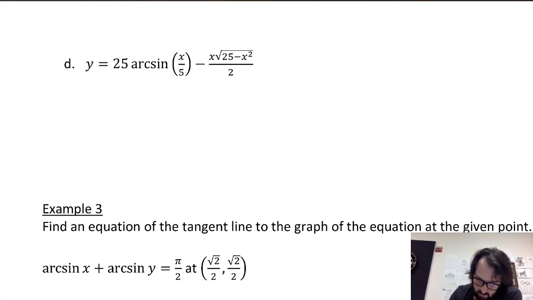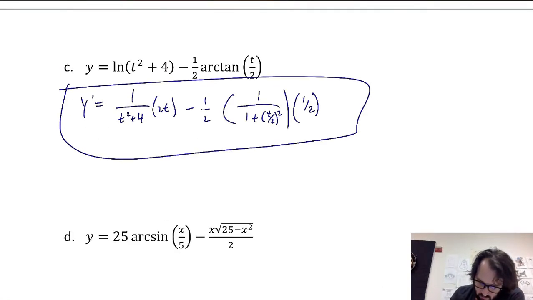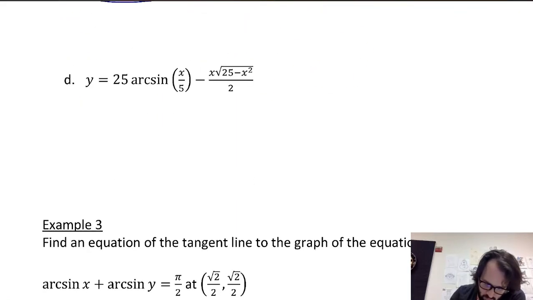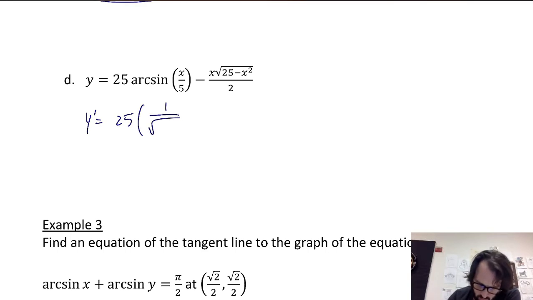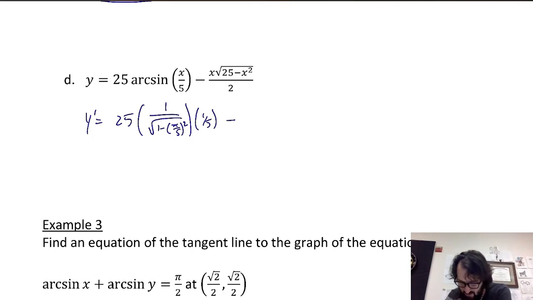25 arc sine. So y prime is 25 times the derivative of arc sine, which is 1 over root 1 minus x squared. So 1 over root 1 minus (x over 5) squared times 1/5, minus, all right, this one's ugly, but I would just treat it as 1/2 times, and then just do a product rule of the inside here.